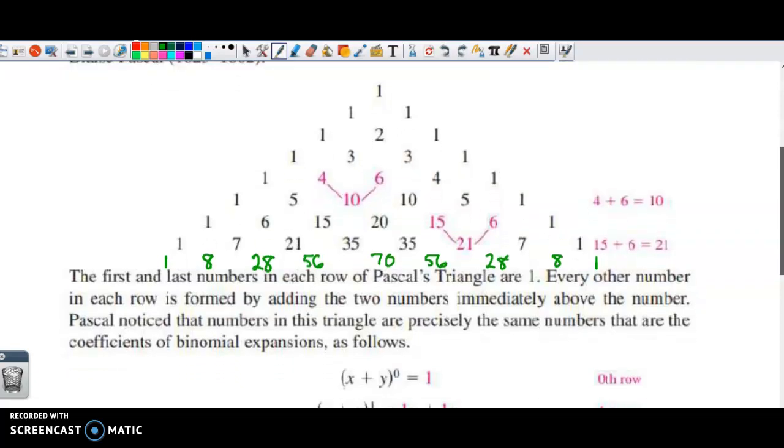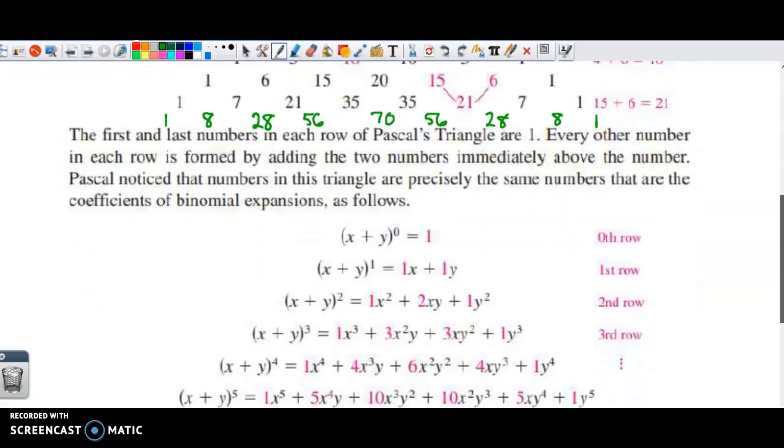And one thing I need to mention, I'll just scroll down, is that these are named by their rows. I know it's weird because we start with the 0th row, and there are a lot of reasons for that. The main reason is anything to the 0 power is equal to 1. The next row is called the first row, and if you were to expand these things, the coefficients match up perfectly.